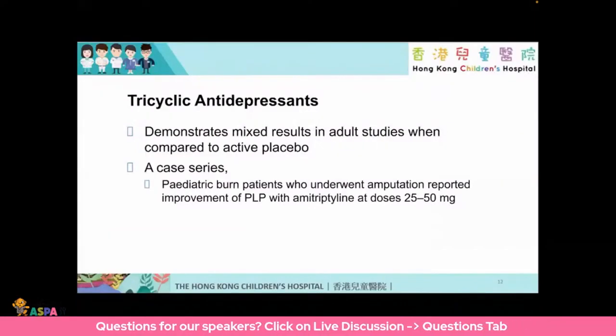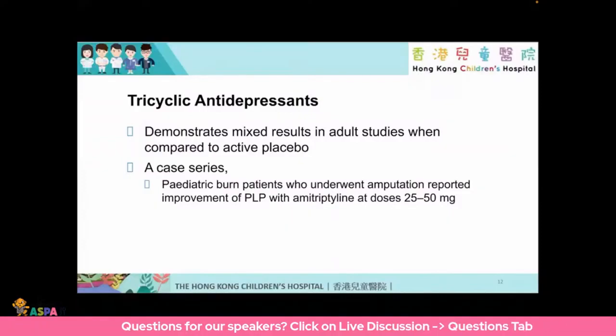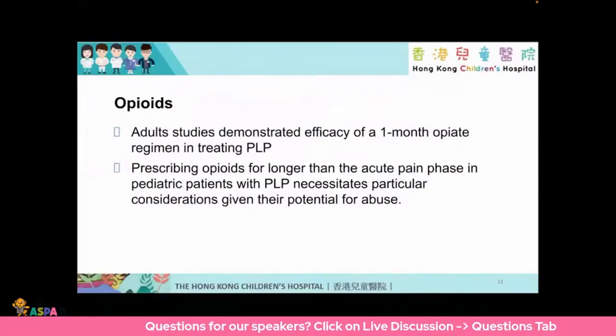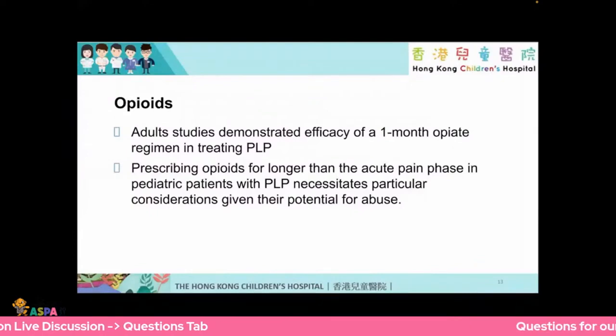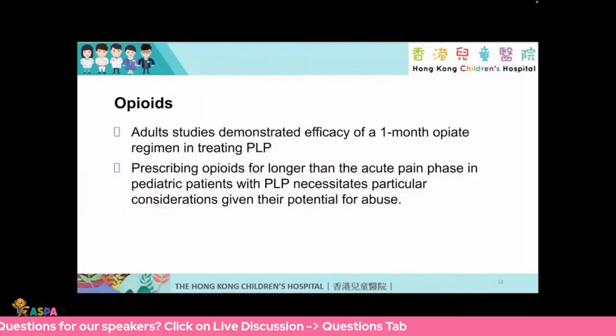Tricyclic antidepressants. An example that's commonly used is amitriptyline, which is a sodium channel blocker. It has been utilized in pediatric populations, although the results in the adult population are mixed again. But in pediatrics, it was found that when the dose goes high enough, like 25 to 50 milligrams, there is reported improvement in pain relief. Opioids, not surprisingly, can give good pain relief, and in the adult population, a 1-month regimen was able to treat the pain. However, long-term use after the acute pain phase raises concern about the potential for abuse.